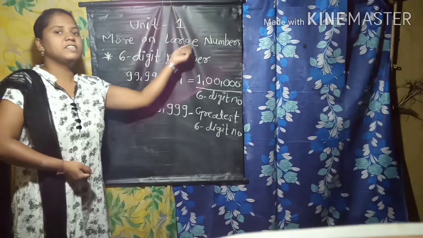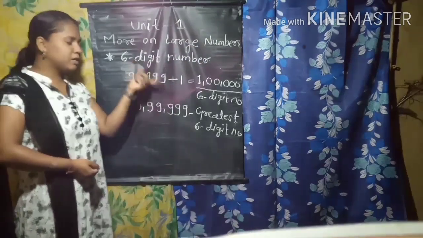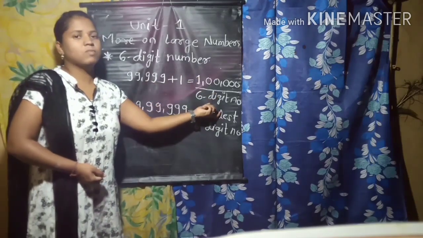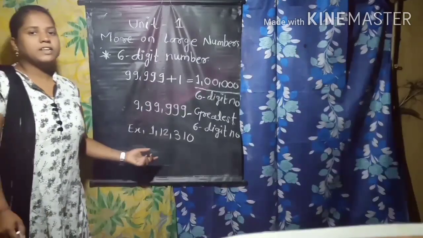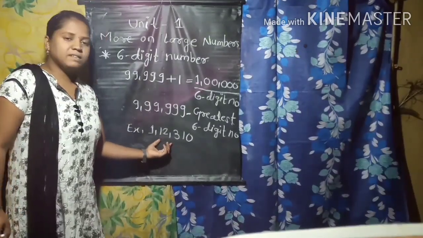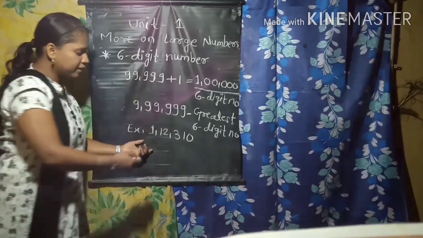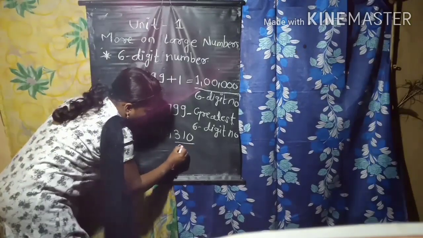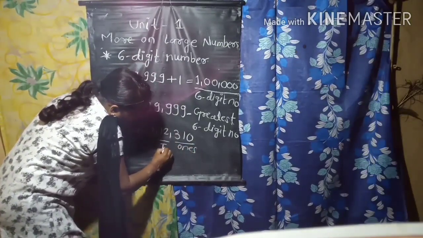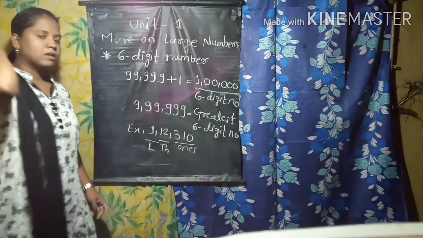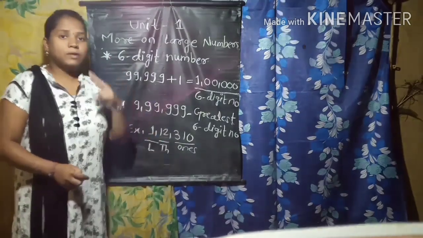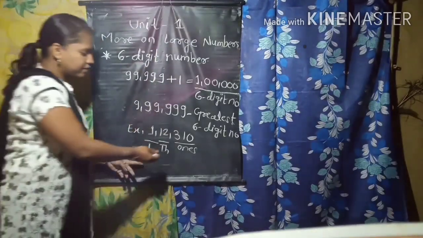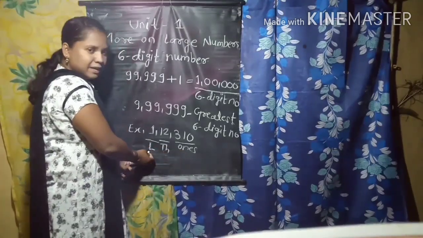So what did we study now? How to form a 6 digit number. To form a 6 digit number, we have to add 1 into the greatest 5 digit number, then we will get the smallest 6 digit number. So let us take one example. By seeing this number, what will we get here? A 6 digit number is separated by 3 periods, that are ones, thousands, and lakhs. The 5 digit number is separated by 2 periods, thousands and ones. Like that, the 6 digit number is separated by 3 periods.